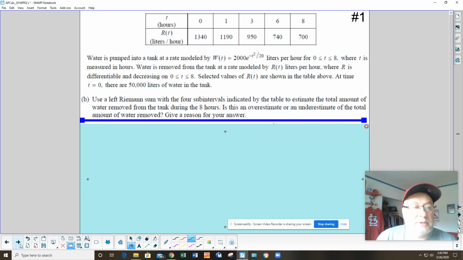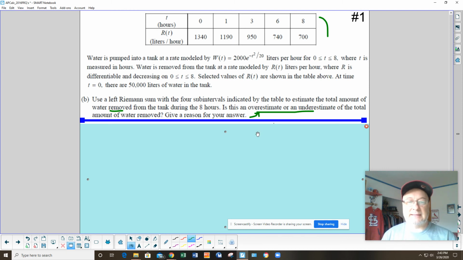Part B says use a left Riemann sum with 4 subintervals indicated in the table to estimate the total amount of water used in the tank during the 8 hours. So water that was removed from the tank. So that's using this table right up here. Is it an overestimate or underestimate of the total amount of water removed? And then you obviously need to give a reason for why it's an overestimate or an underestimate.